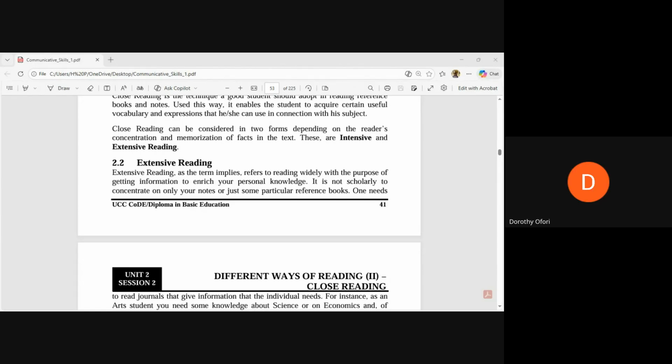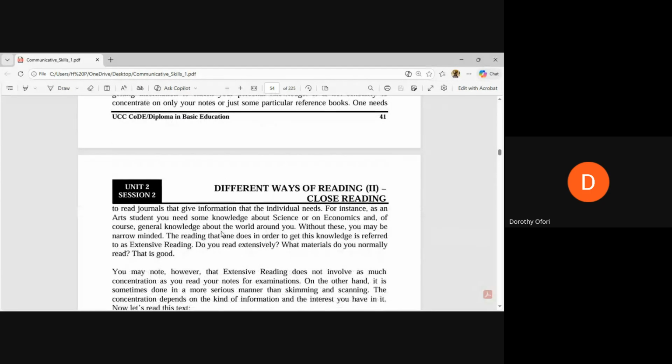Okay, so you are looking at social behavior and conflict management. So we already have that program in mind. This is what we are reading. But all of a sudden, you wake up and you have a novel that you feel like reading. You have a book about life that you want to read. This is an extensive reading because you want to gain wide knowledge, or you want to get information to enrich your personal knowledge. It's like what you know.